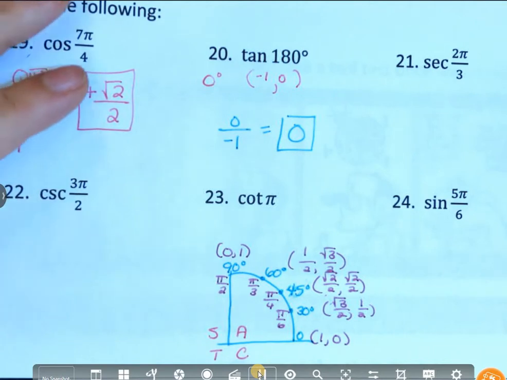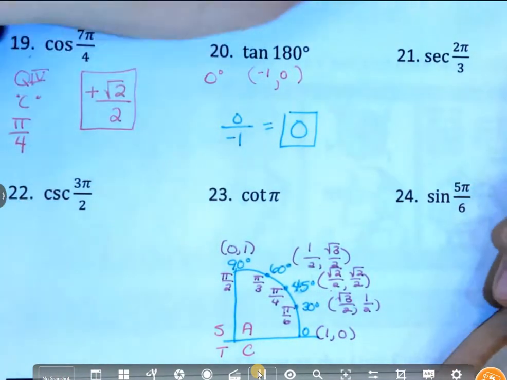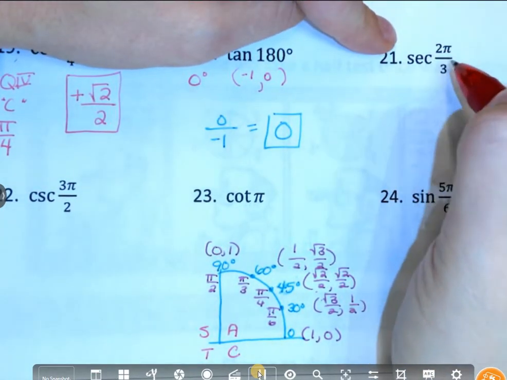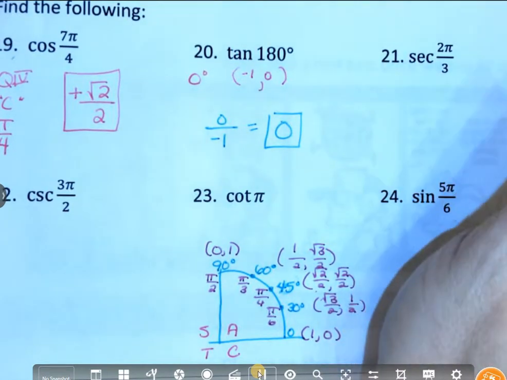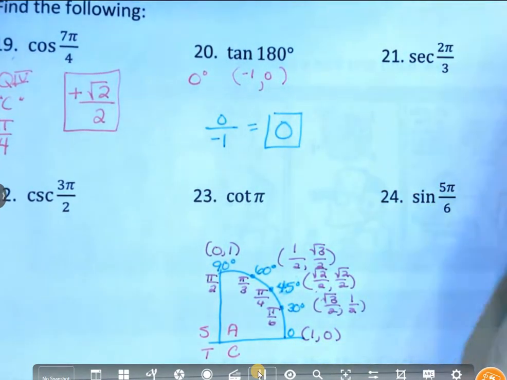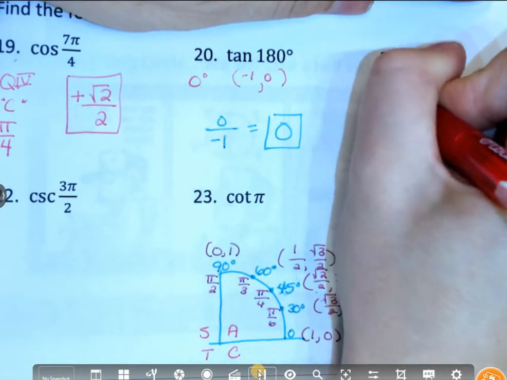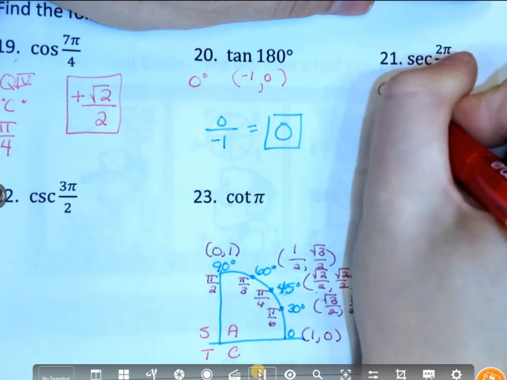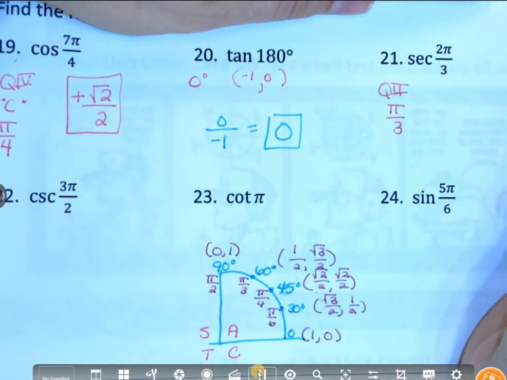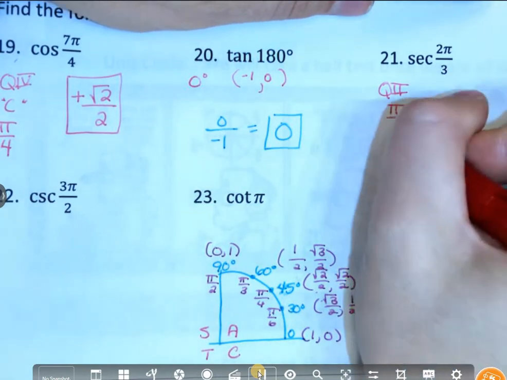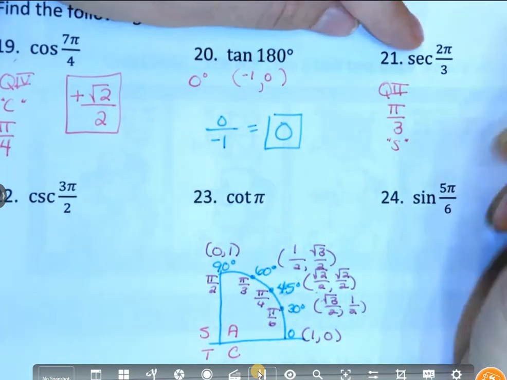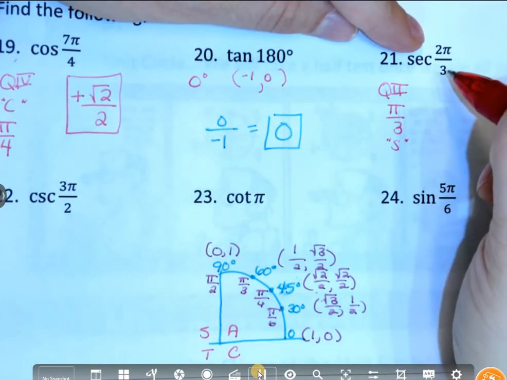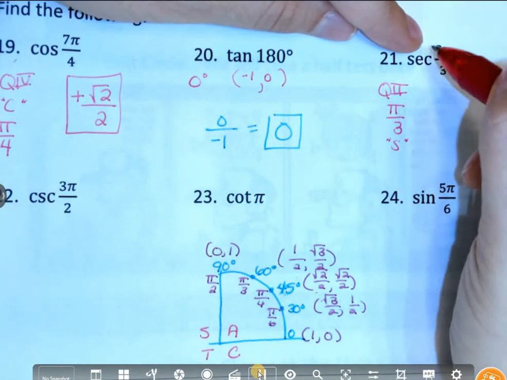Okay, let's just do one more together, and then I'll set you loose to do a couple on your own. If we're looking at number 21, we have the secant of 2 pi over 3. What quadrant is that in? That's in quadrant 2. What's the reference angle? Pi over 3. And in quadrant 2, what letter do we have? S. Secant is the reciprocal of what? Cosine. Every pair has a co. So secant pairs up with cosine.